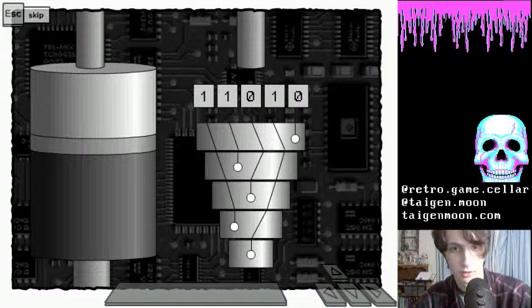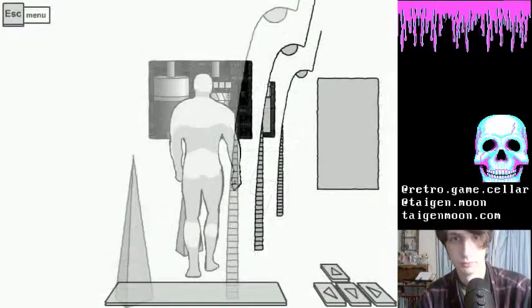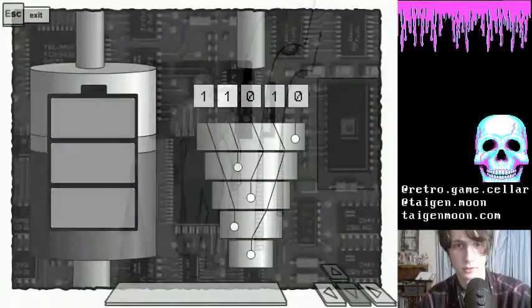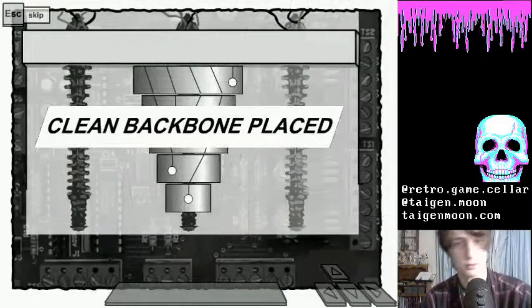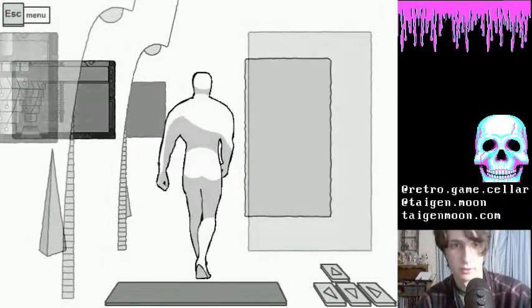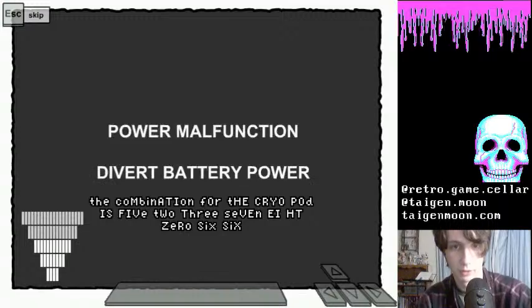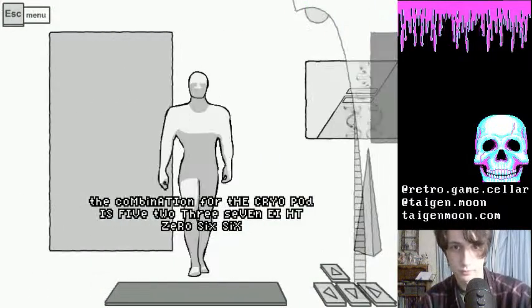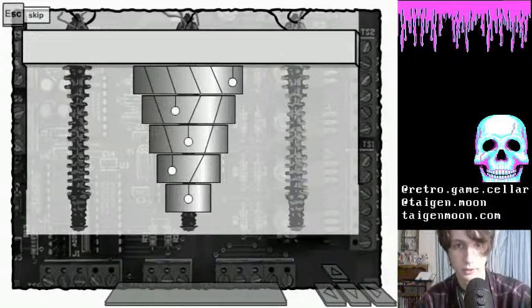Clean backbone and each... Does it have to go all the way to the right? It says power offline. Did I? No, do I have to do it again? But that's a clean backbone. I did it. Power malfunction, divert power. I guess I did it wrong. Okay. Clean backbone placed.